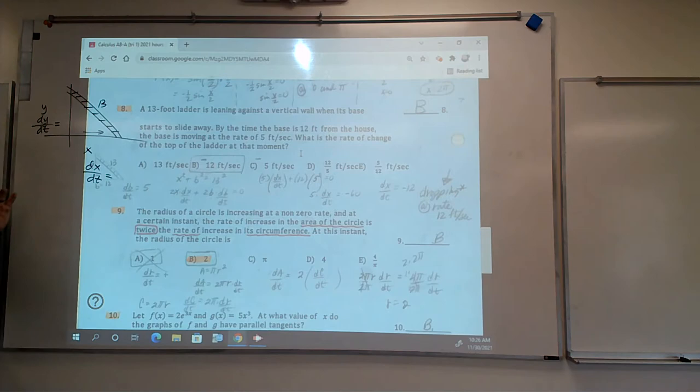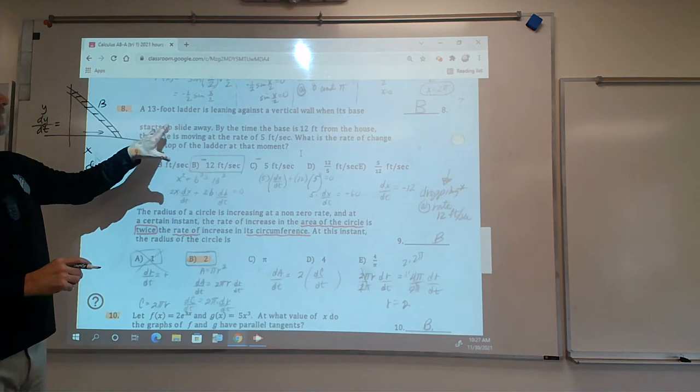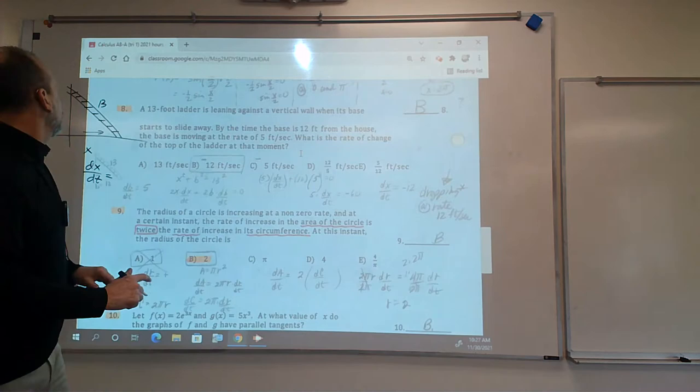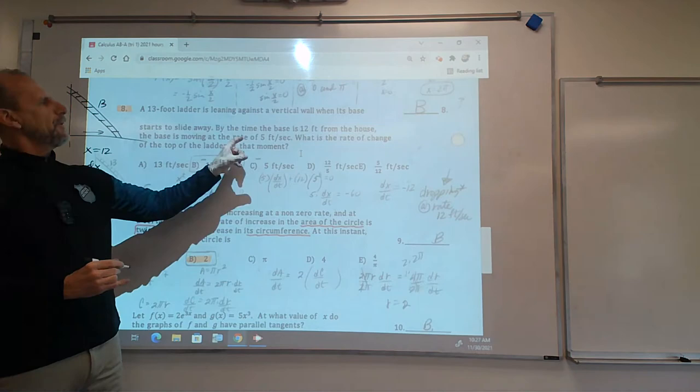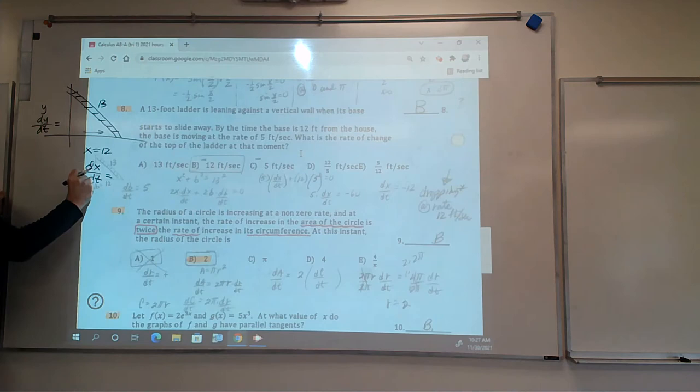So a 13-foot ladder leaning against a vertical wall. When its base starts to slide away, by the time it is 12 feet from the house, the base, this right here, dx/dt, is moving at a rate of 5 feet per second. The derivative is 5 feet per second. Positive or negative? Positive. Positive 5. You guys cool with that?